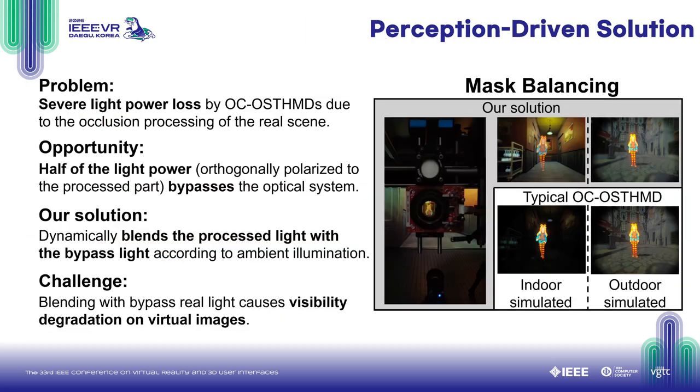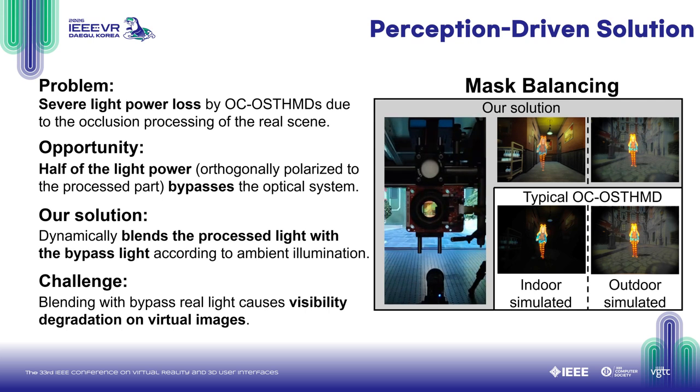To tackle this issue, we propose a perception-driven solution called mask balancing. The core idea is blending the processed real image with the bypassed real light. The bypassed light is orthogonally polarized to the processed part, preserving 50% of the optical power and containing the real image without occlusion processing, whereas it is fully blocked in the traditional design of OC-OSTHMDs.